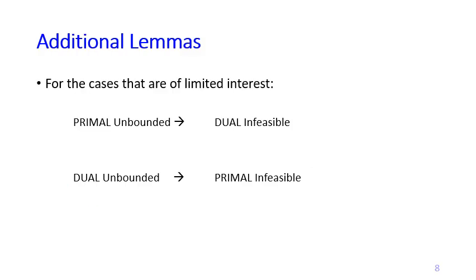Now there are two additional lemmas which are of limited interest. If you have the unbounded case for the primal, then the dual is infeasible. Similarly, if the dual is unbounded, then the primal is infeasible.